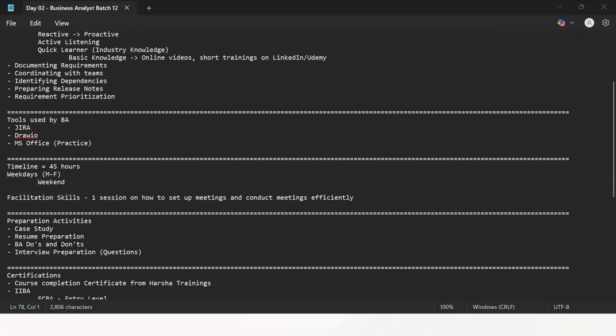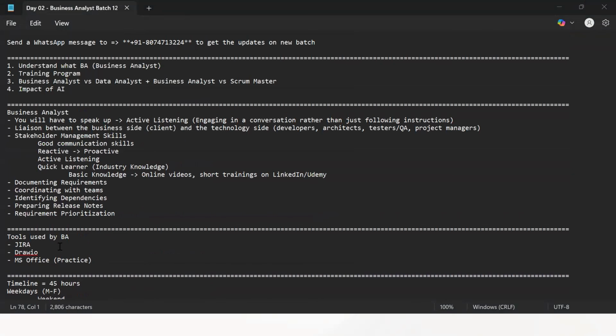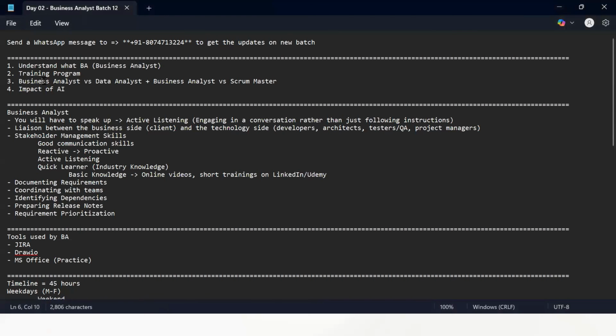Now, what we will do is we'll be connecting tomorrow again for our last day three of demo series. So now that we have got a fair bit of understanding about who a business analyst is, what kind of training program we are offering at Harsha Trainings, tomorrow we will cover some of the common questions that students have asked us in the past, plus the recent trends as well.